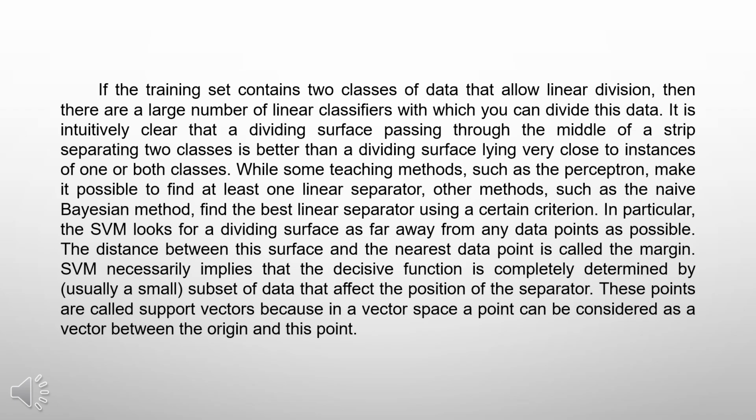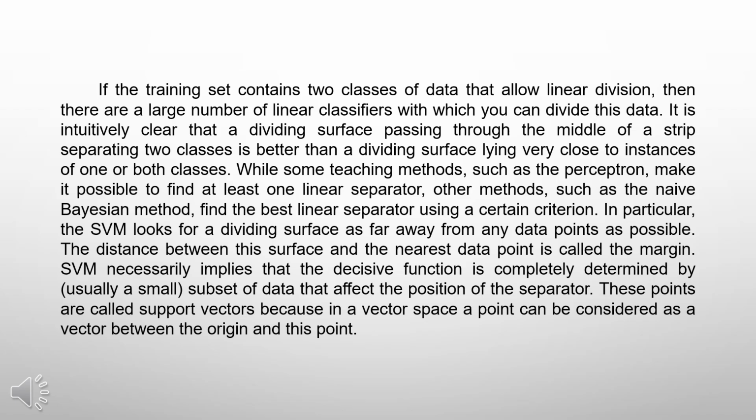While some teaching methods such as perceptron make it possible to find at least one linear separator, other methods such as the naive Bayesian method find the best linear separator using a certain criterion. In particular, the SVM looks for a dividing surface as far away from any data points as possible. The distance between this surface and the nearest data point is called the margin.